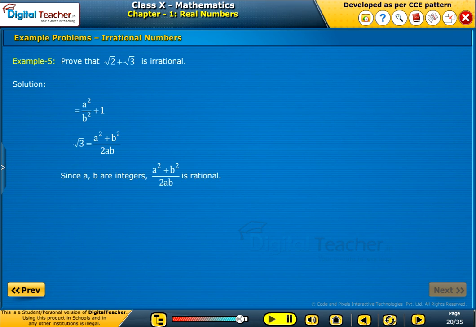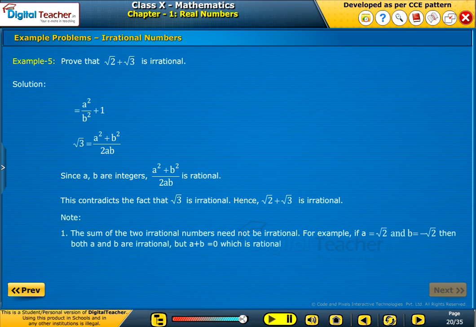Since a, b are integers, a squared plus b squared by 2ab is rational. This contradicts the fact that root 3 is irrational. Therefore, root 2 plus root 3 is irrational. Note that the sum of the two irrational numbers need not be irrational. For example, if a is equal to root 2 and b is equal to minus root 2, then both a and b are irrational. But a plus b equal to 0, which is rational.